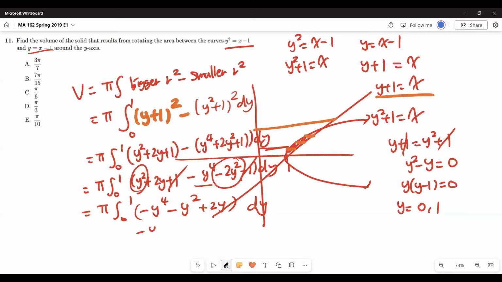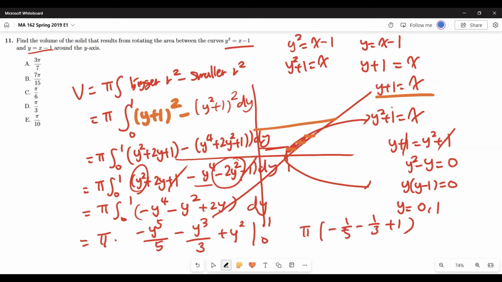And then if you do the calculation, negative y to the fifth over 5 minus y to the third over 3 plus y squared, integrated from 0 to 1 and multiplied by pi. This becomes negative 1 over 5, negative 1 over 3, plus 1. So pi times, over 15, 15 minus 3 minus 5. So this becomes 7 pi over 15. So the answer for this question is B.